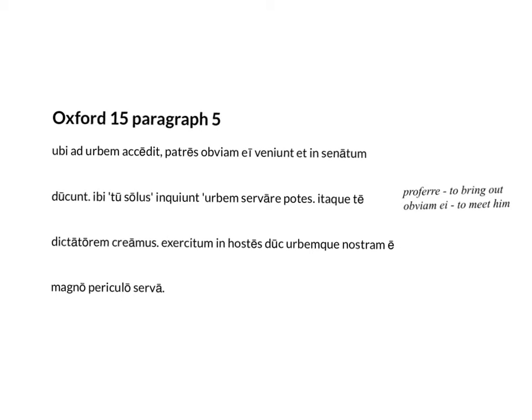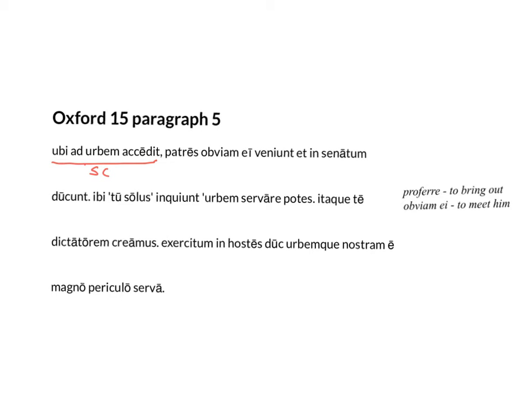Ubi ad urbem accedit, patres aviam ei venient, et in senatum ducunt. Alright, so we have an ubi right off the bat. What kind of clause are we in? You guessed it, a subordinate clause, so we will just underline here to accedit, subordinate clause. So when he approaches the city, patres aviam ei venient.